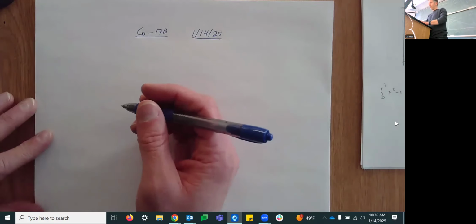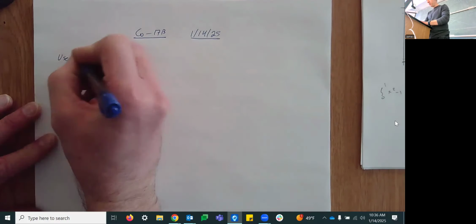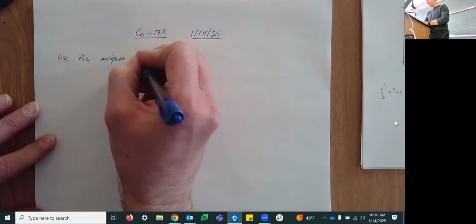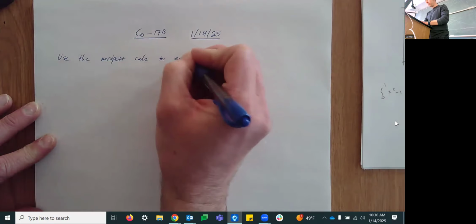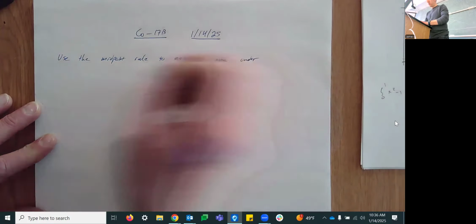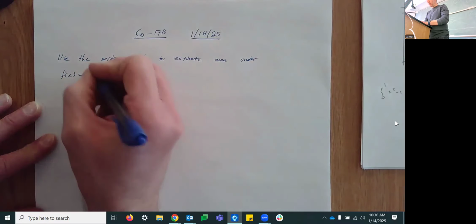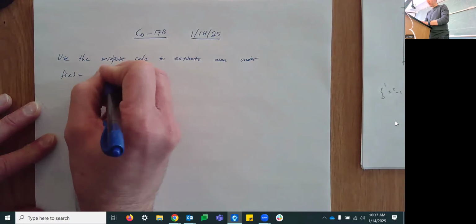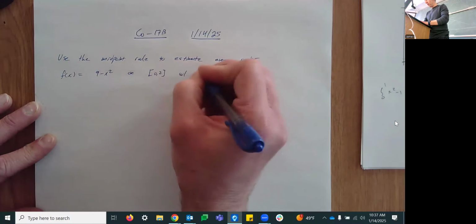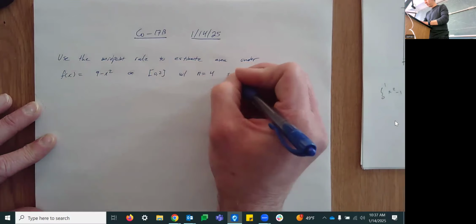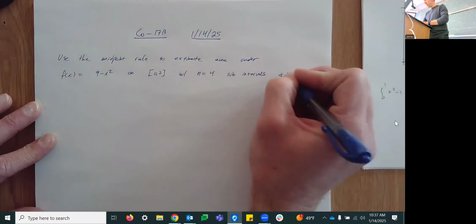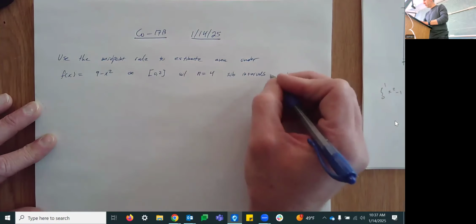So here's an example of the midpoint rule. We're going to use the midpoint rule to estimate the area under f of x equal to 9 minus x squared on the interval from 0 to 2 with n equal to 4 subintervals using midpoints. Well, I already said that.